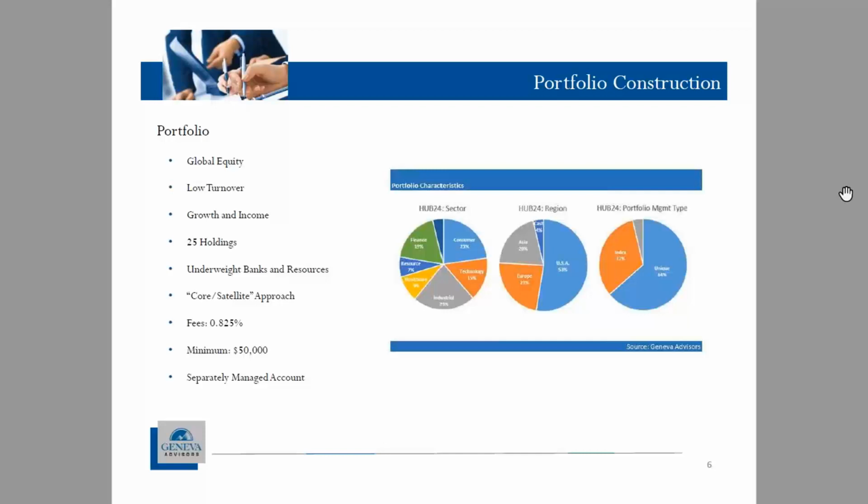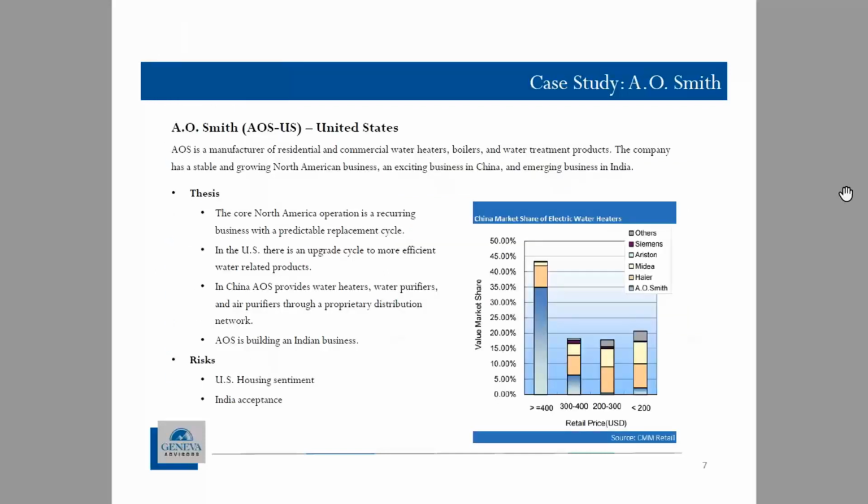And I wanted to spend a little bit of time today going through 3 of our favorite names right now that fall into that unique bucket. The first one's A.O. Smith, which is a U.S. company that manufactures commercial water heaters, boilers, and treatment products.